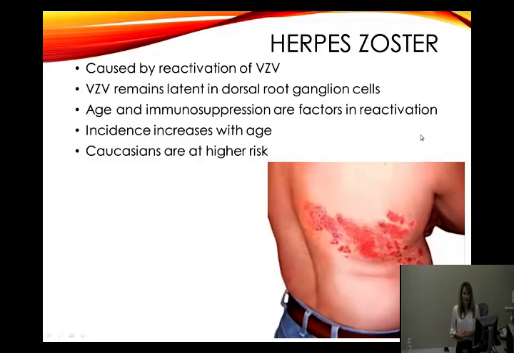So herpes zoster is caused by reactivation of the chickenpox virus, which remains latent in our nervous system. Age and immunosuppression do appear to be factors, but we can see herpes zoster in any age group, not just in older adults, although the incidence does increase with age. And Caucasians are at higher risk for herpes zoster than other ethnic groups.